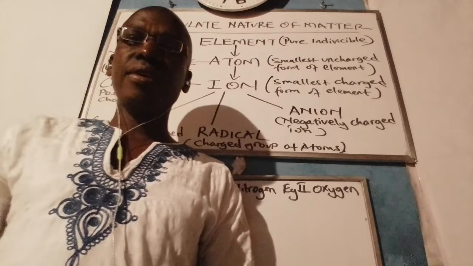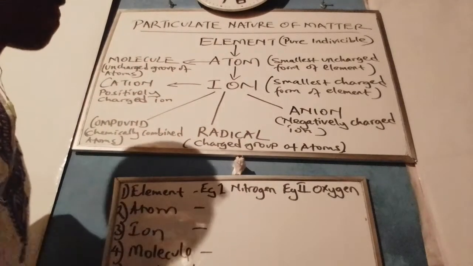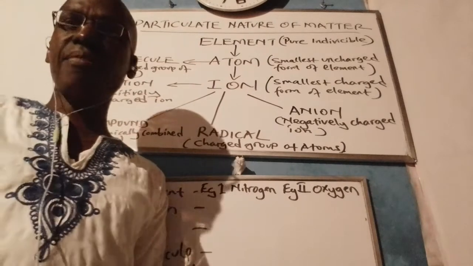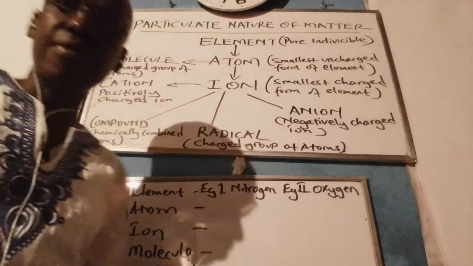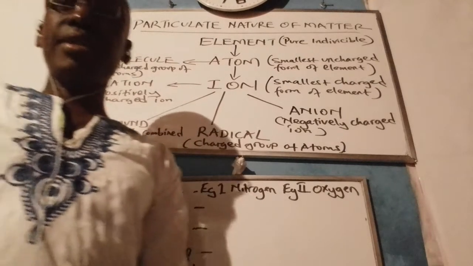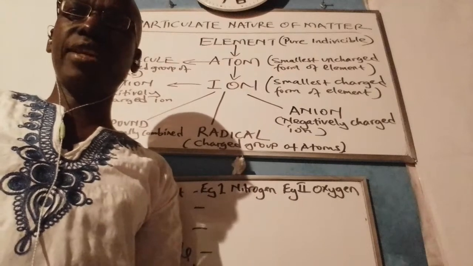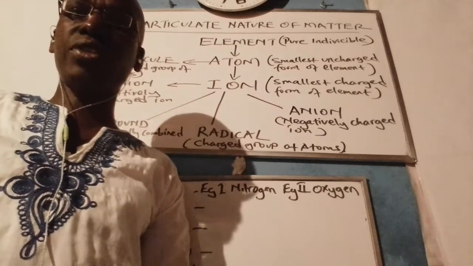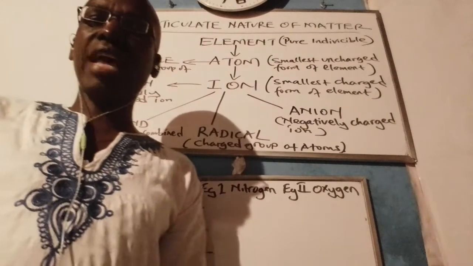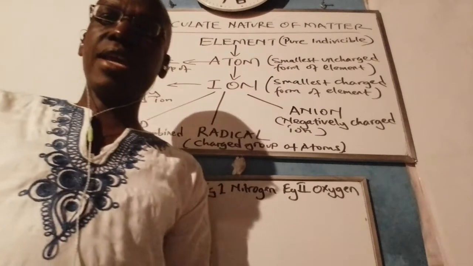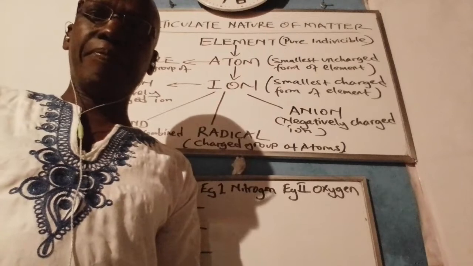To begin with, what is an element? An element is simply defined as a pure indivisible form of matter which does not split by the chemical means. In this case, we may have an element such as nitrogen, represented by the chemical symbol N, or hydrogen by the chemical symbol H, or oxygen by the chemical symbol O, or sulfur by the chemical symbol S, or even sodium by the chemical symbol Na, and many others.